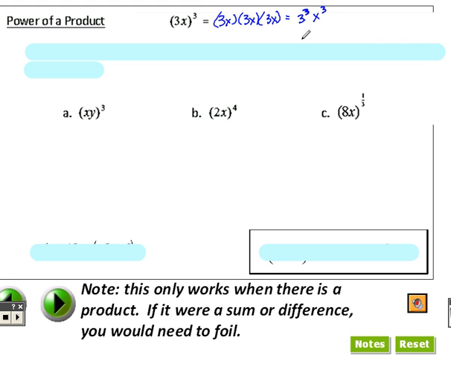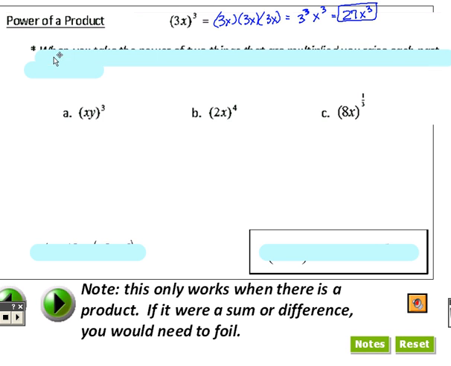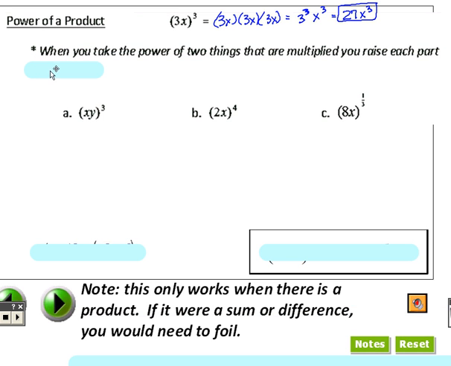Sorry, that's a 3. Okay, so really, it's almost like we're distributing this power. This power applies to the 3 and the x. So 3 cubed is 27, and x cubed stays x cubed. So let's check this out. The rule says, when you take a power of 2 things that are multiplied, you raise each part to the power. So here we have the quantity xy to the 3rd. We're going to give x to the 3rd, y to the 3rd.